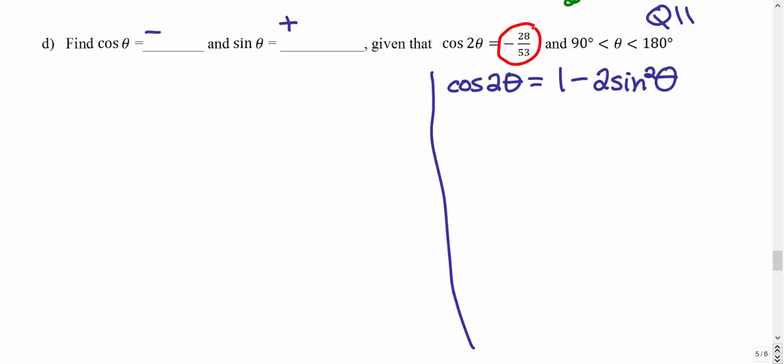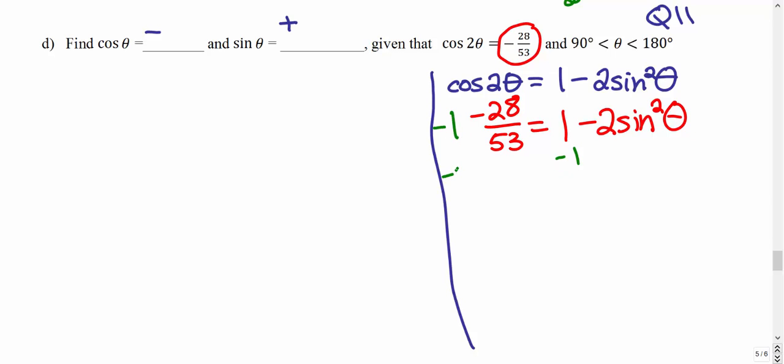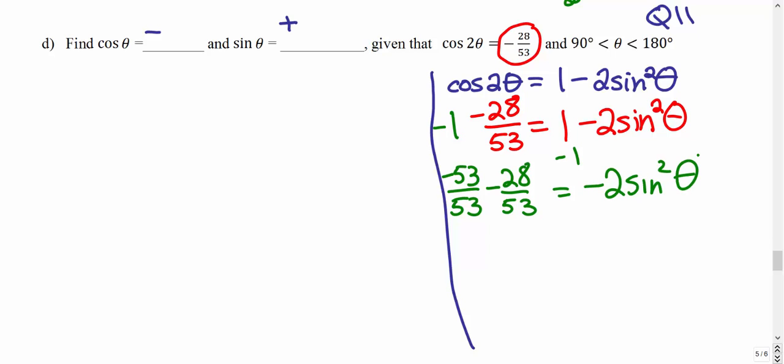So the cosine value that we are given is negative 28 divided by 53. We're going to put that into our equation, and then we're going to solve. We want to get sine theta by itself on one side. So we will need to subtract 1 from both sides. Now if I subtract 1, I want to have a common denominator. So we're going to give these the same denominator. And once we do that, then we can combine the numerators. So that's negative 81 over 53.